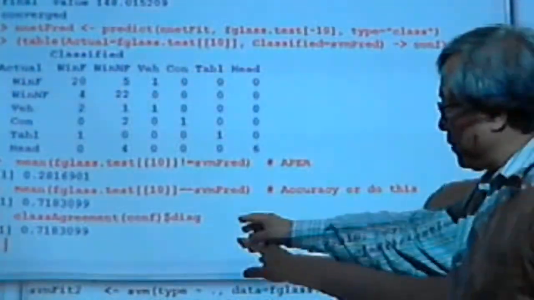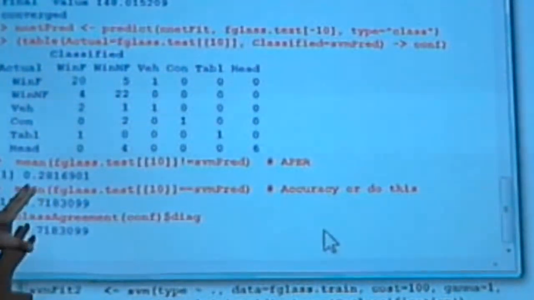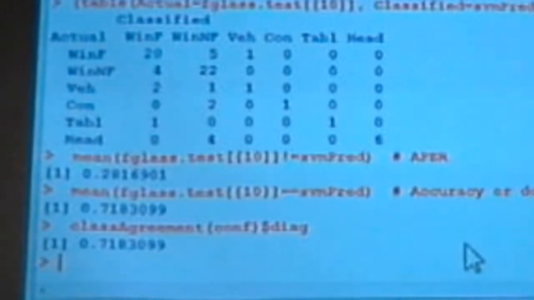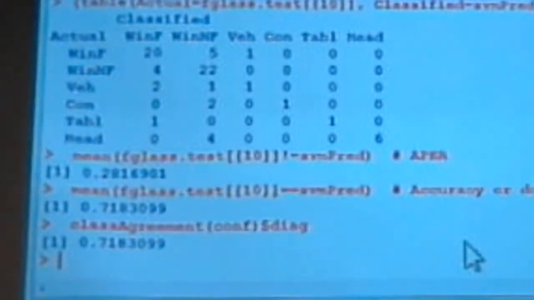We can do this. The second command, the third command will just give identity, just an identical result. If you want to test on the class agreements, you can use this extractor function. This is 1 minus APER, right? So 1 minus APER, you get this class agreement function, extracted from the confusion matrix. So next time you want to do that, you can use 1 minus class agreement to get the APER directly.